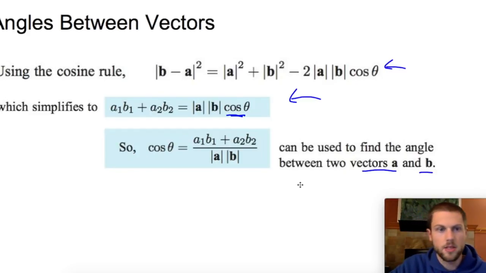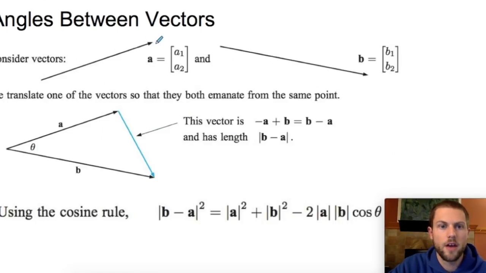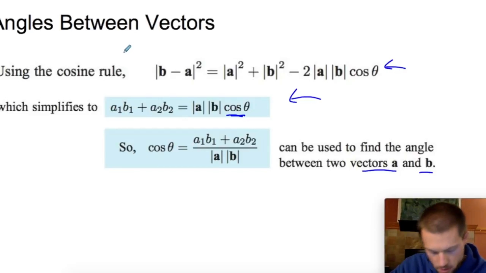Another way that you might see this is with another version of this formula, which I'll show you in just a minute. But right now, remember that A1 and B1 refer to the x values, and A2 and B2 refer to the y values of those vectors. So that's how we can find that angle.